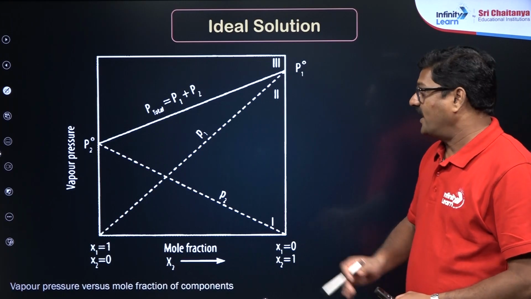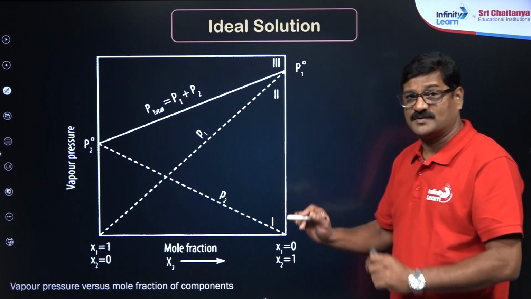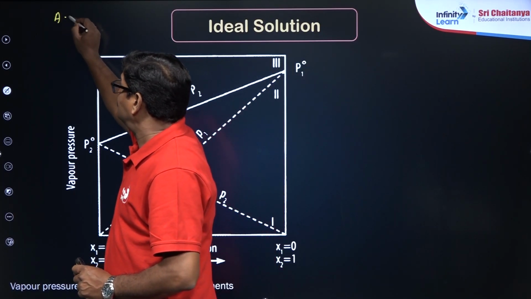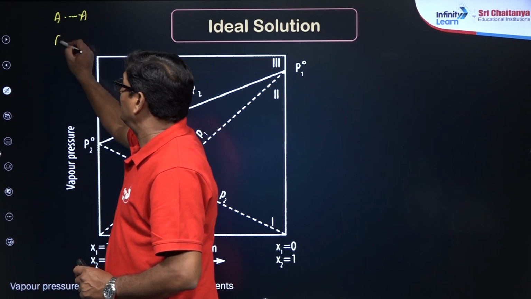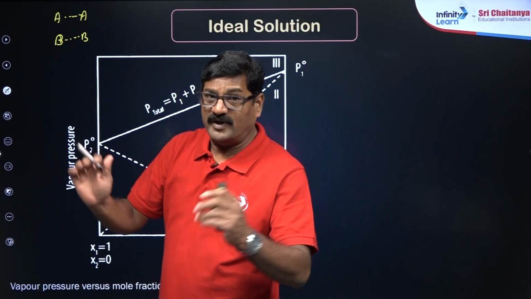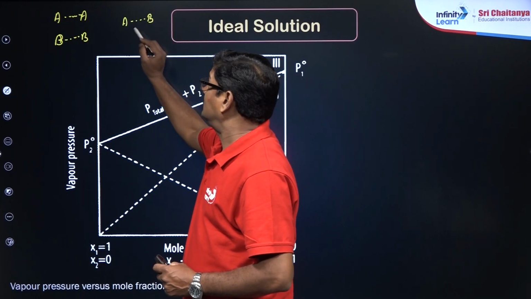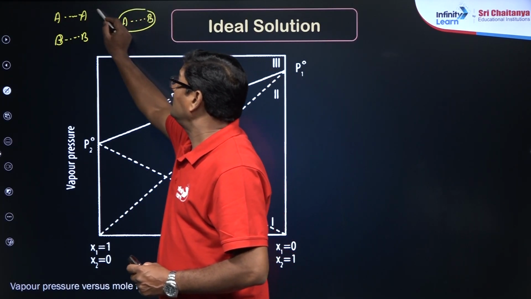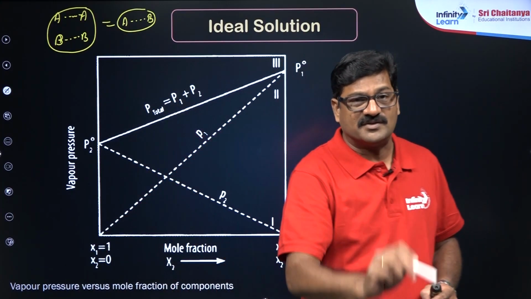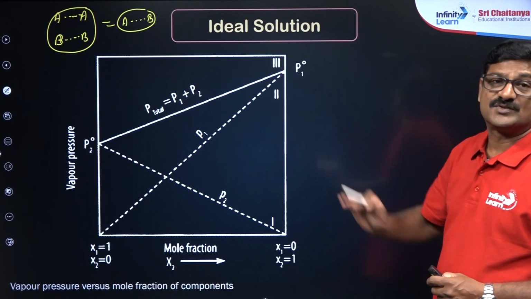This graph shows the behavior of an ideal solution. Mind it, the simple trick I want to say: when component A is interacting with A and component B is interacting with B, before they are mixed, and when component A is interacting with B, after mixing, the magnitude of the intermolecular forces is the same. That is the simplest trick to recognize Raoult's law and ideal solution behavior.